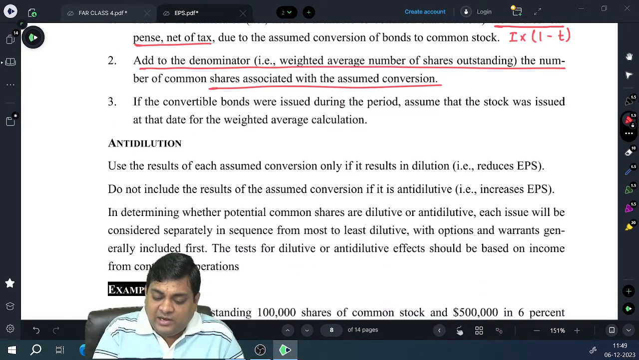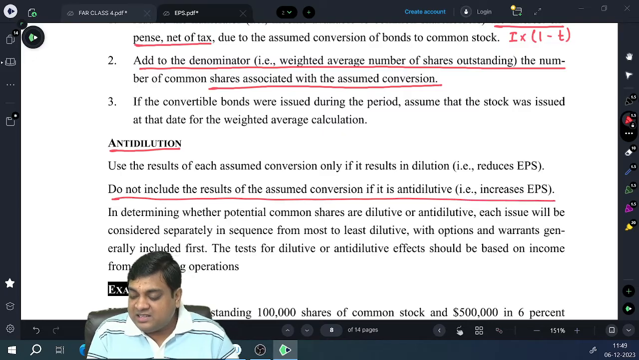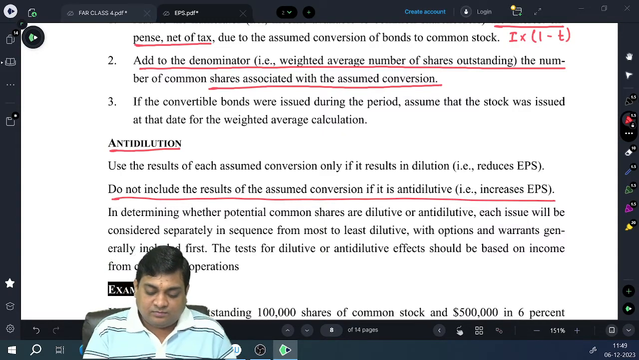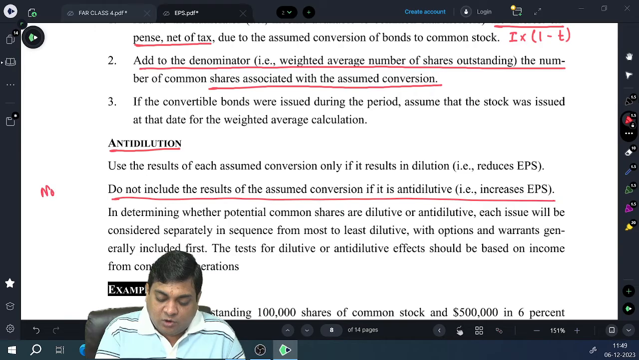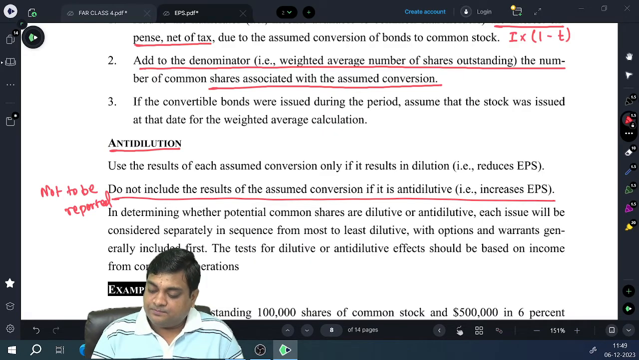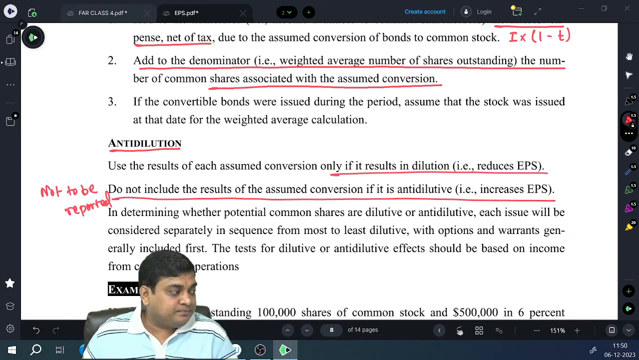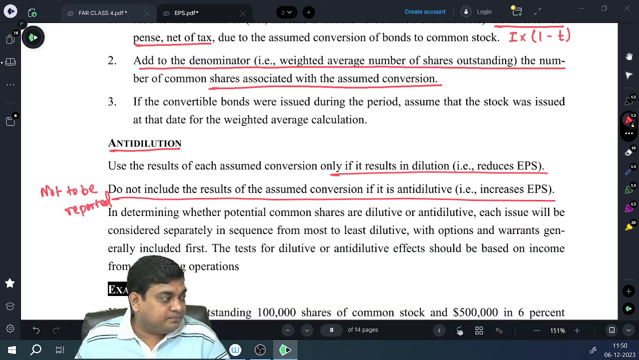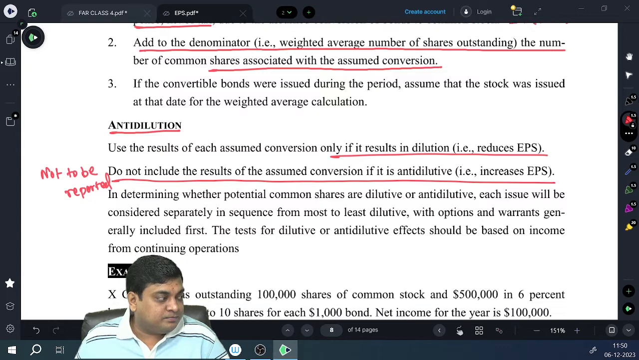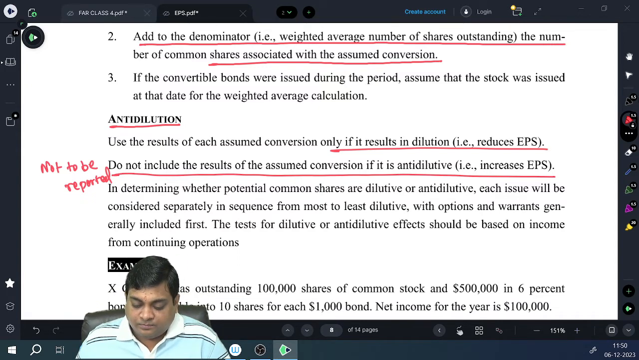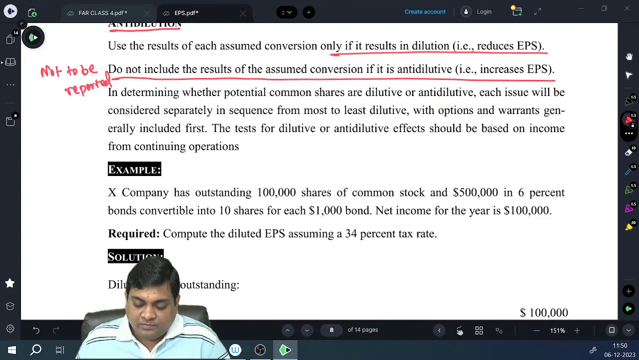If it is anti-dilutive, we are not going to report it. Diluted EPS will be reported only if it is decreasing, otherwise not to be reported. Right? Let us see one example.